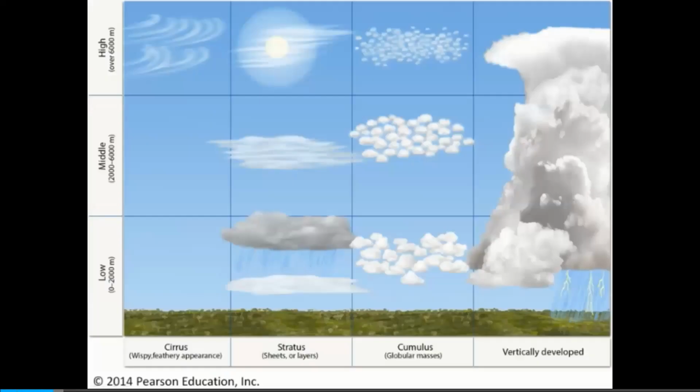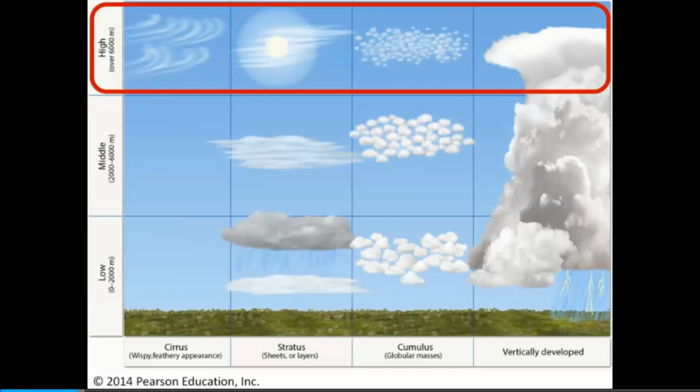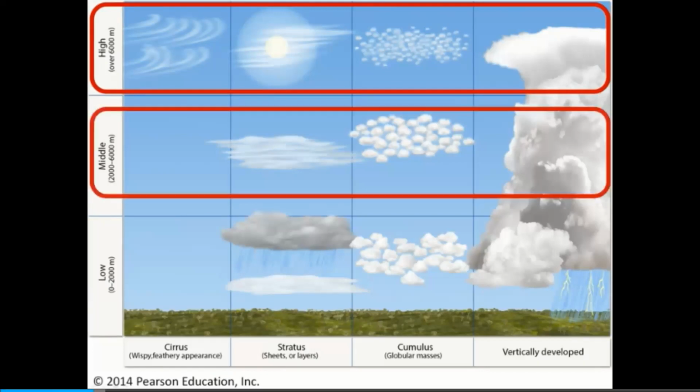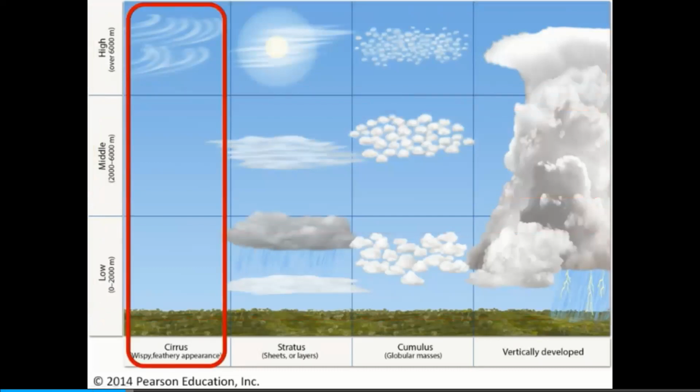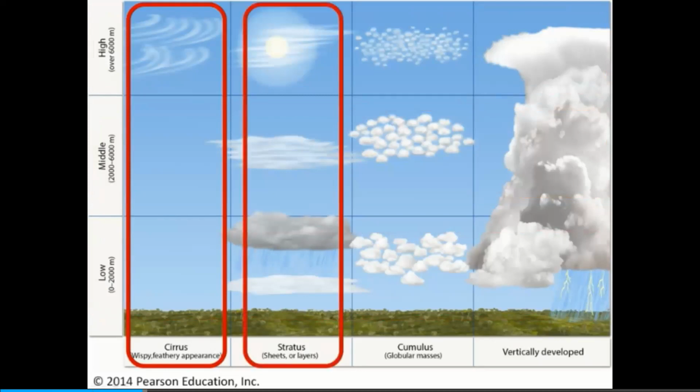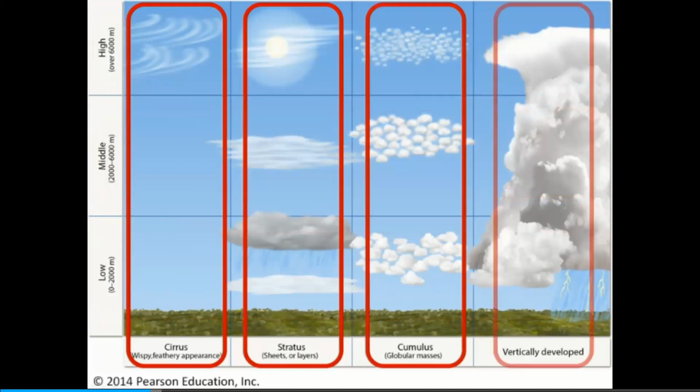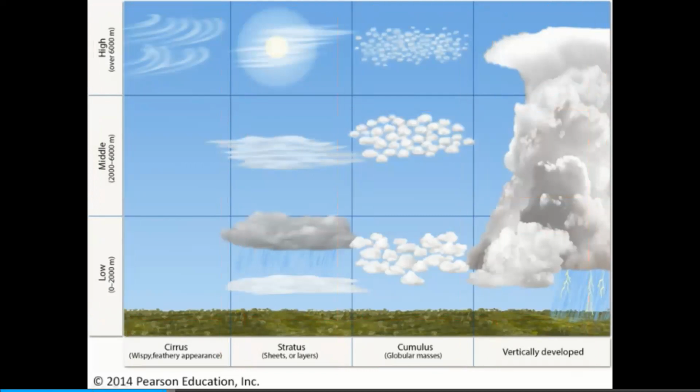Okay, so here's the figure from your textbook that discusses cloud types. You'll notice that it's organized according to layers in the atmosphere. So we're going to discuss clouds that form at high levels in the atmosphere, over 6,000 meters or 6 kilometers, middle levels in the atmosphere between 2 and 6 kilometers, and then everything below 2,000 meters are considered low clouds. We're also going to look at the shape of the cloud. So we want to think about the cirrus shape, which is sort of a feathery or wispy appearance, sheets or layers called stratus, and then globular masses, which are called cumulus. Finally, we want to take a look at vertically developed cloud masses over here in the final column. So let's go ahead and take a look at these one by one.